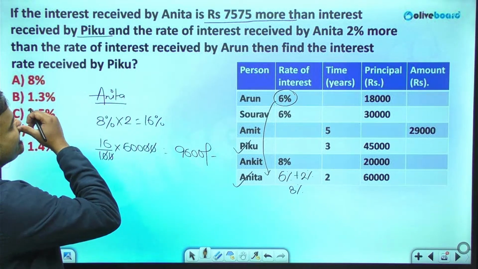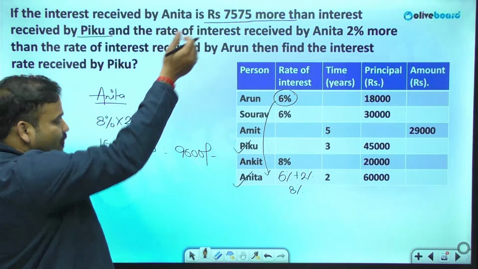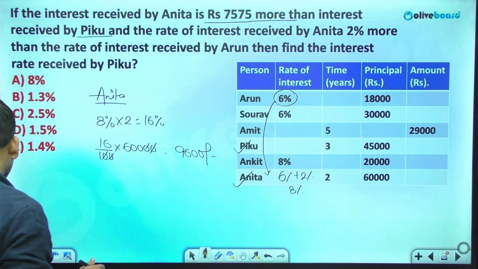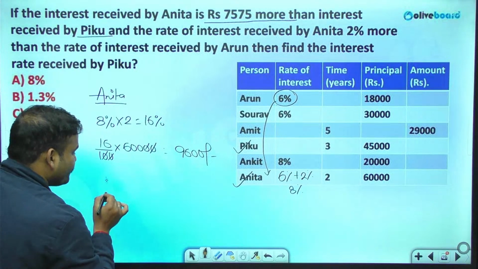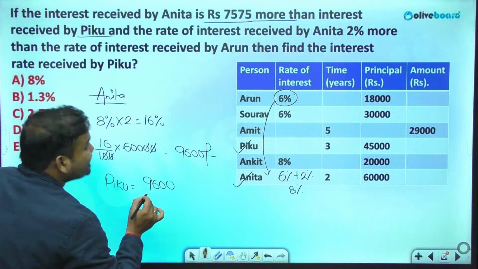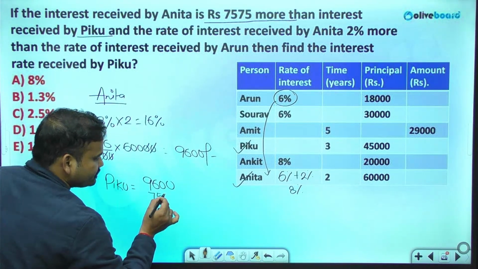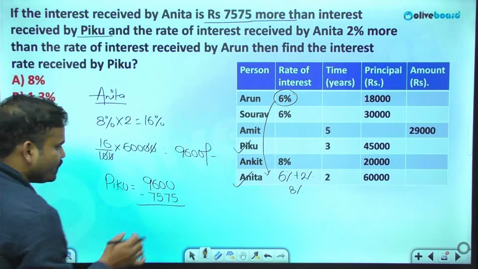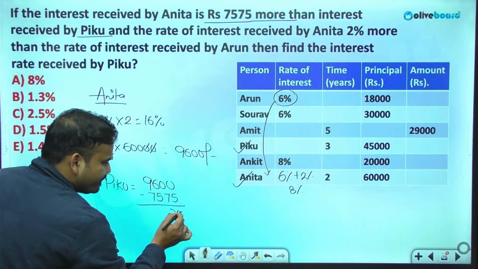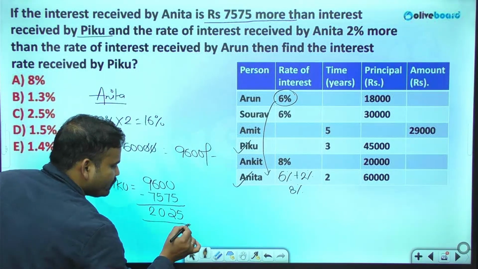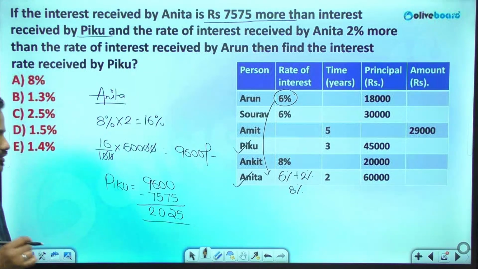What is Piku getting? So Anita is getting 75 more as compared to Piku. So what is Piku getting? Piku का interest कितना होगा? Piku's interest will be 9600 minus 75. So this is the interest of Piku. 2025. So Piku is getting this much of interest. Fine.